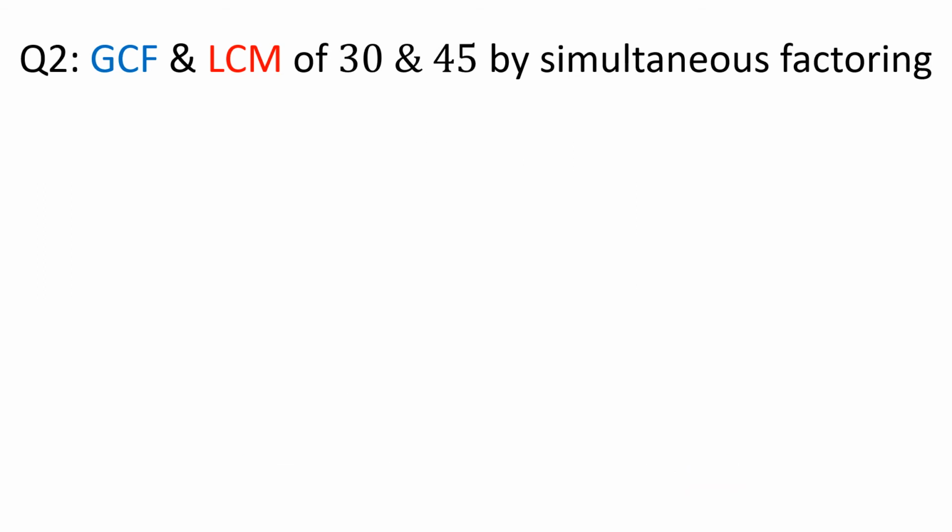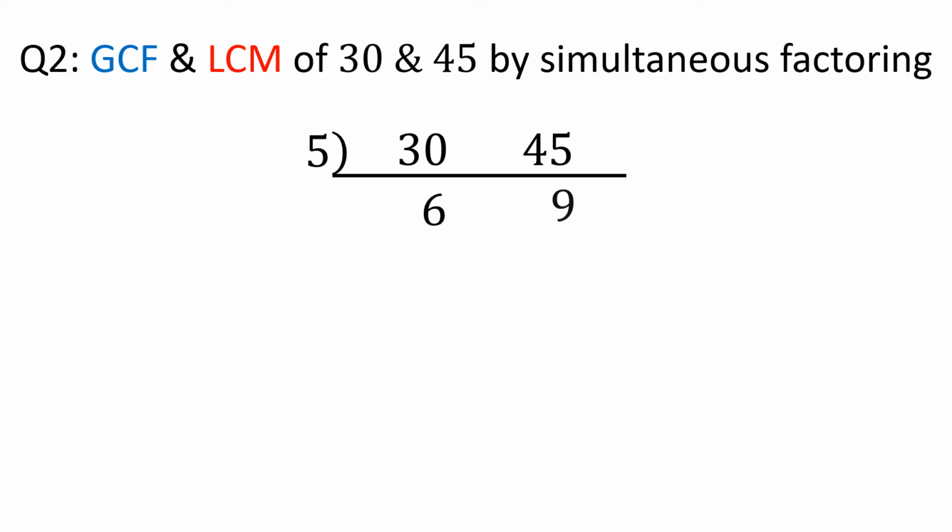Let's look at another question, GCF and LCM of 30 and 45 by simultaneous factoring. Place 30 and 45 side by side. Both numbers can be divided by 5. 30 divided by 5 is 6, and 45 divided by 5 is 9. We have 6 and 9, and both numbers can be divided by 3. 6 divided by 3 is 2, and 9 divided by 3 is 3. Now we have 2 and 3.